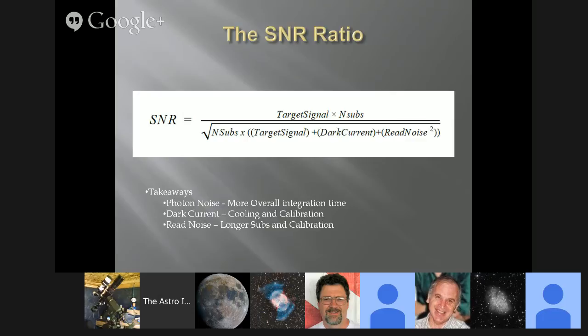You see that the target signal and the dark current are under a square root. The target signal on the bottom represents the photon noise, and the dark current represents the dark current, of course. And there's the square root of that, the number of subs times each, and the square root taken of that. But the read noise is squared, and that's where it becomes kind of pesky. That's where it becomes persistent. And you'll see how that plays out in future graphs.